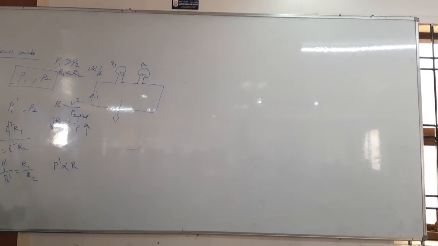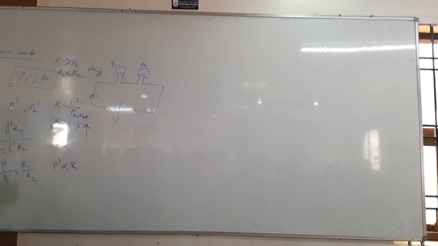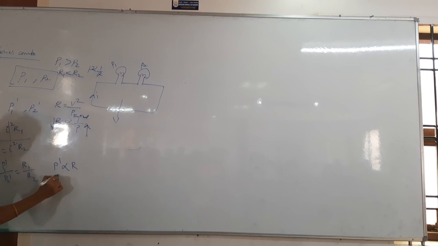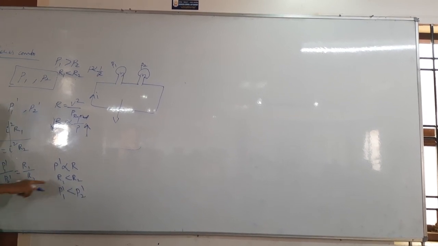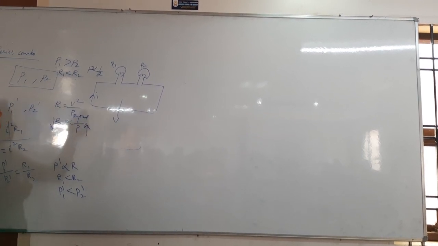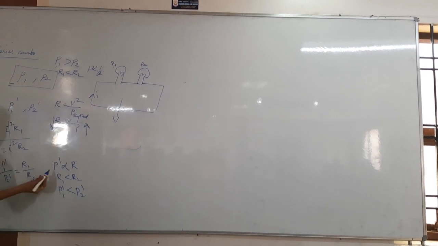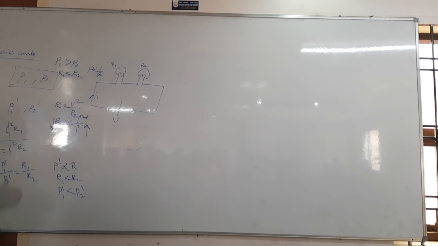Yes. Now in our given problem, R1 is lesser than R2. If R1 is lesser than R2, then P1 dash is lesser than P2 dash. Why are they the same direction here? Because they are directly proportional to each other. Why are they different initially? Initially the resistance is inversely proportional to the rated power. Here P dash is directly proportional to R, so if R1 is lesser than R2, then P1 dash is lesser than P2 dash.